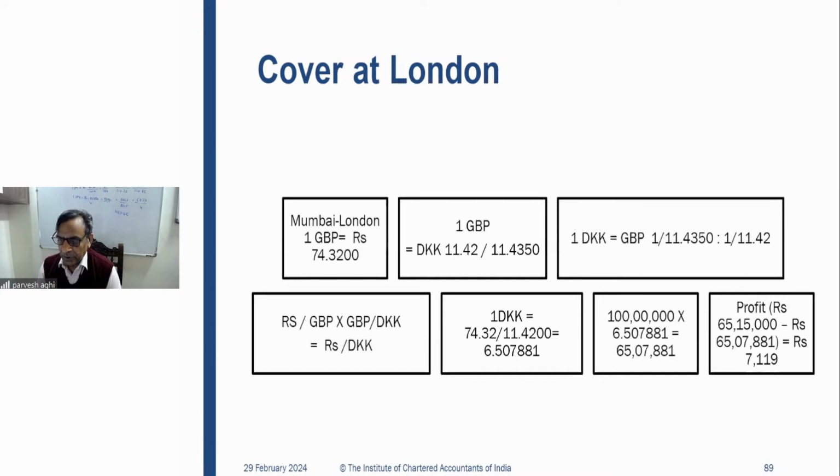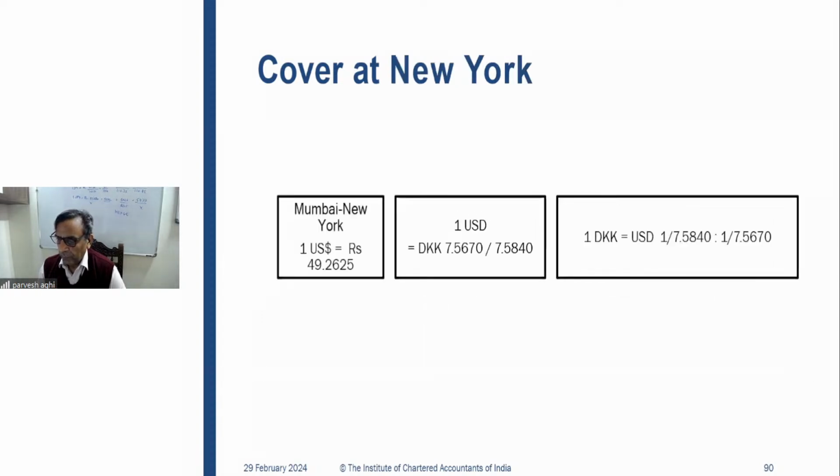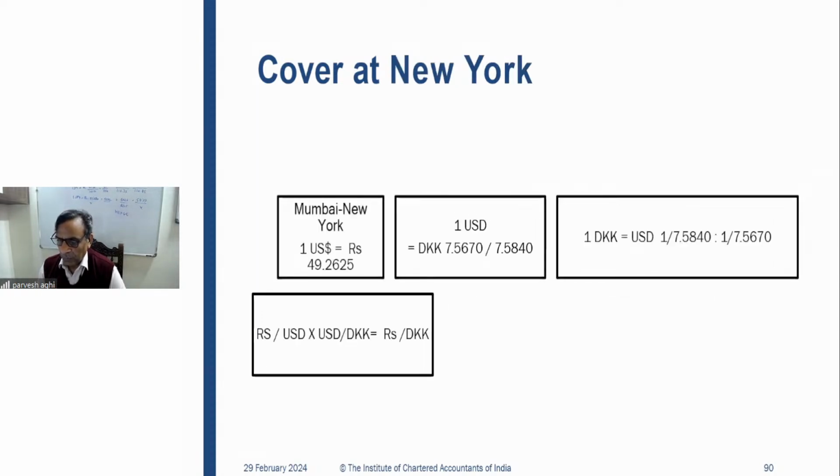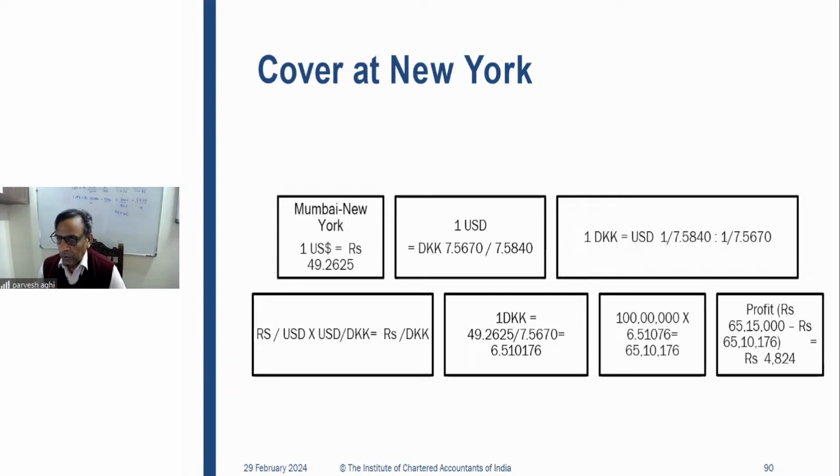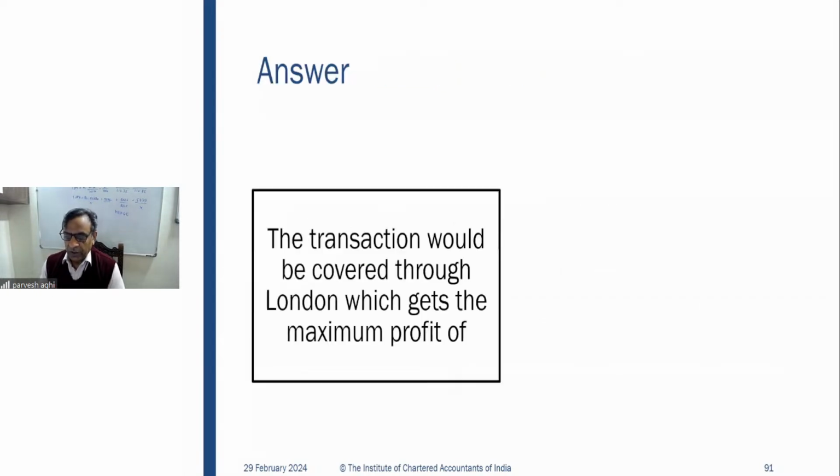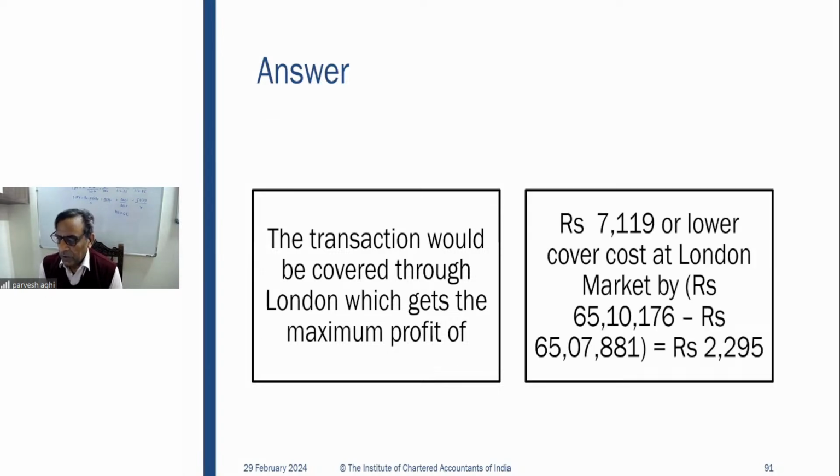Okay. So let me just check here. London it was. Yeah, absolutely right. So, which means the transaction would be covered through London, which gets him a maximum profit of 7,119.